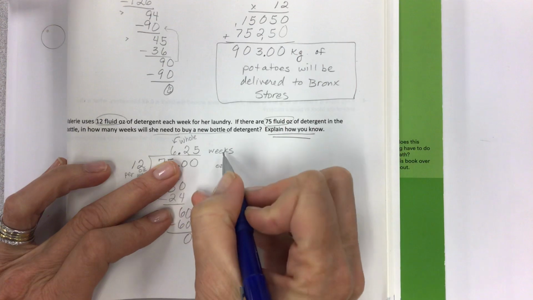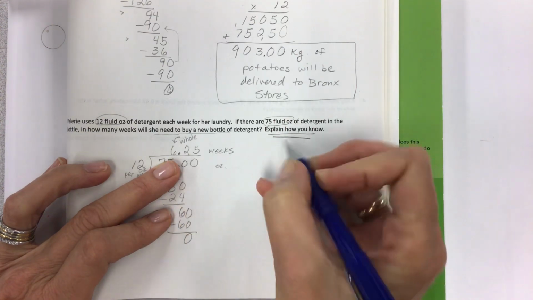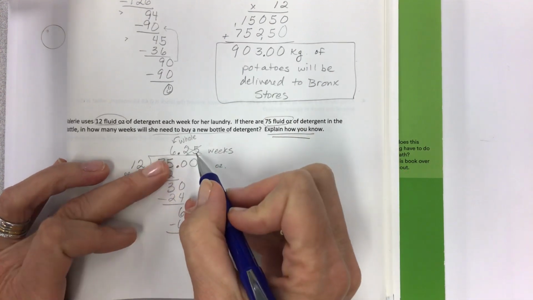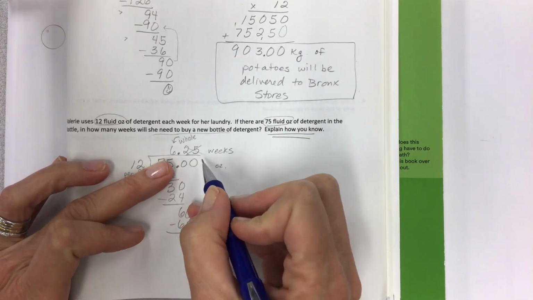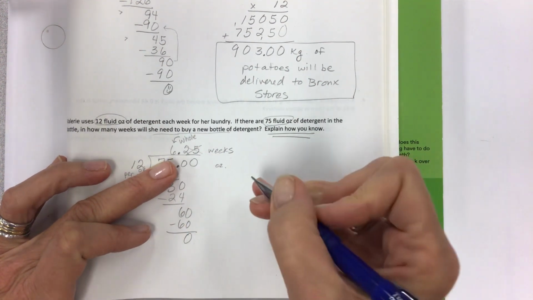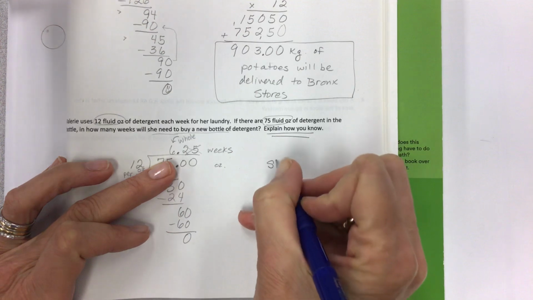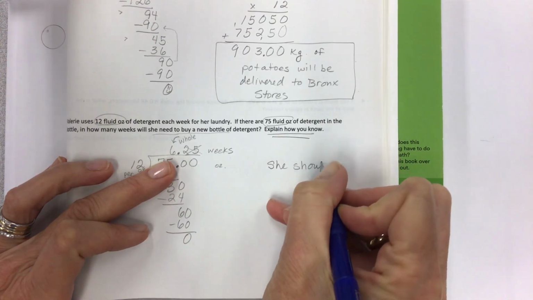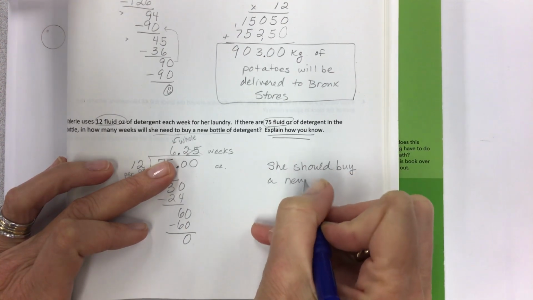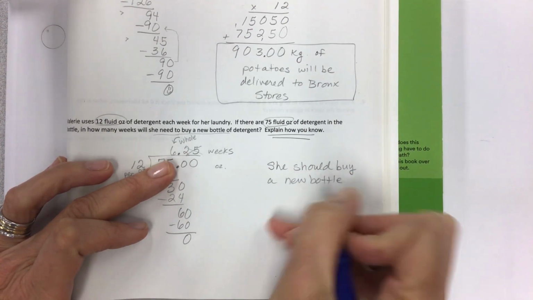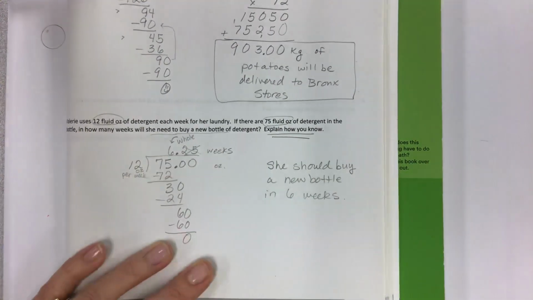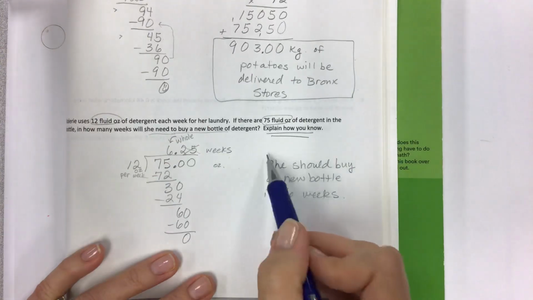So how can you make that work? Well, you can't. So essentially what you need to do is you need to forget about the 25 hundredths or 1/4 of the week and only use the whole number in your answer. So she should buy a new bottle in 6 weeks because you have to go get it before you run out.